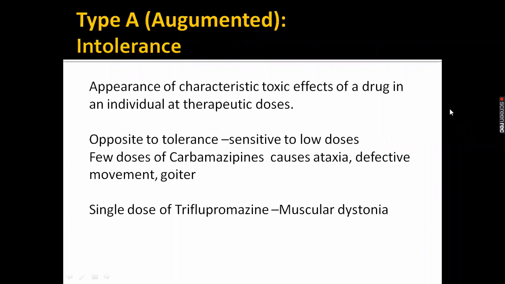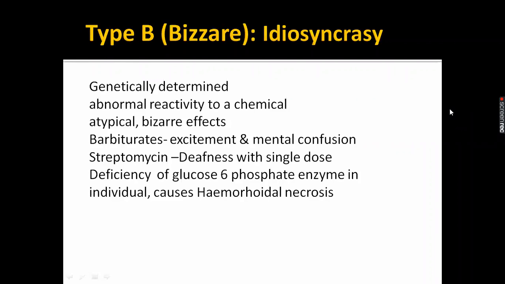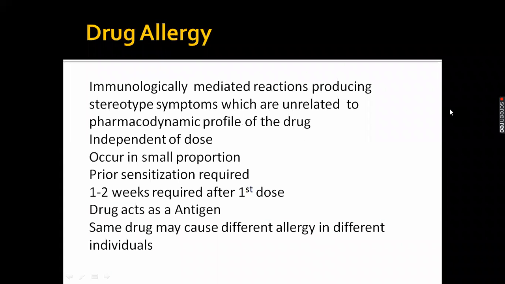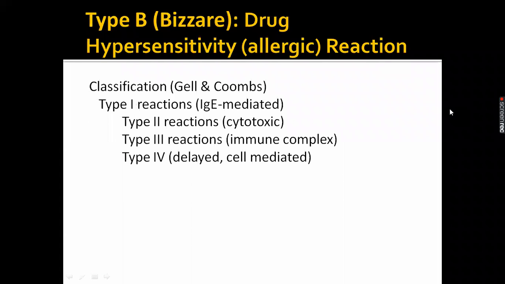So idiosyncrasy can be short notes for you. What is idiosyncrasy? How does it occur? Is it genetically determined? All these things you should be able to write. Two examples you should be able to give: streptomycin causing deafness with a single dose, then barbiturate causing exacerbated mental confusion. So these are the bizarre type of reactions. Then Gell and Coombs classification, you should be able to know what is type 1, that is IgE mediated, type 2, that is IgG, then type 3, immune complex, type 4, that is cell mediated.